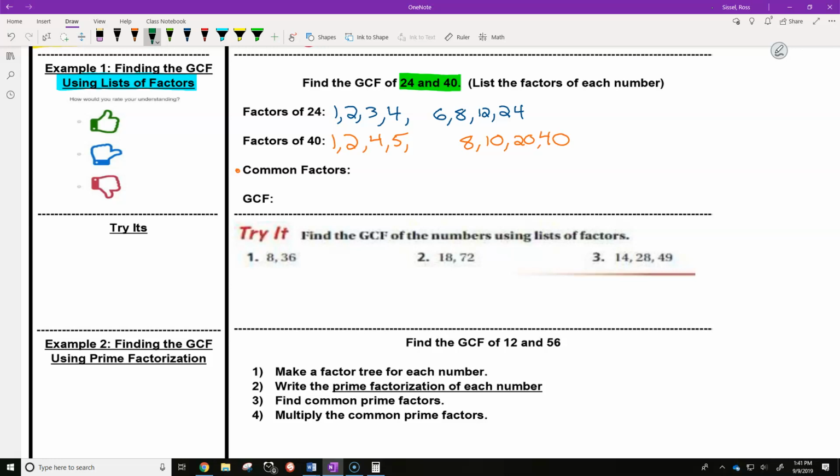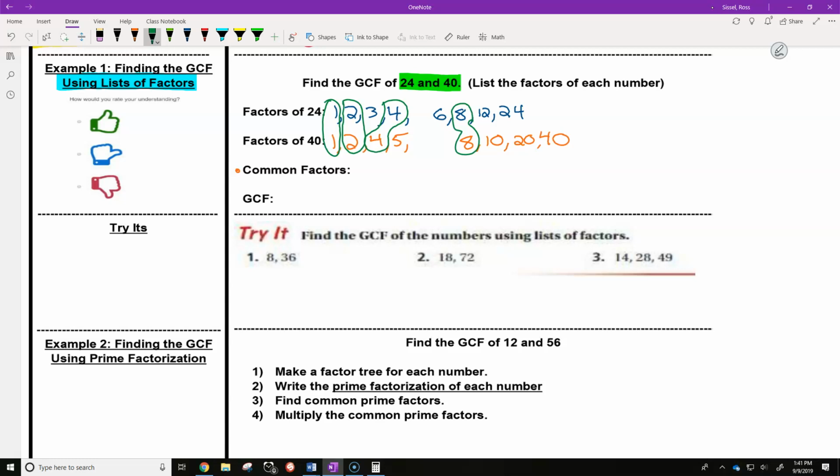Patrick, what's one of them? 2. Okay, I'm going to circle that. 2's in both of them. Alex? 4 is in both of them. Chris? 8. 8 is in both of them. Grayling? 1 is in both of them. Talon? Oh, number 1. There's no more.